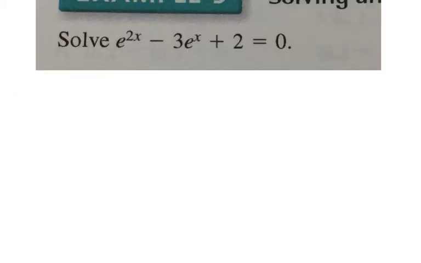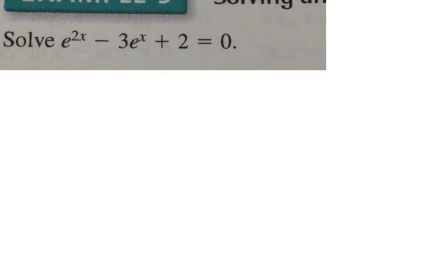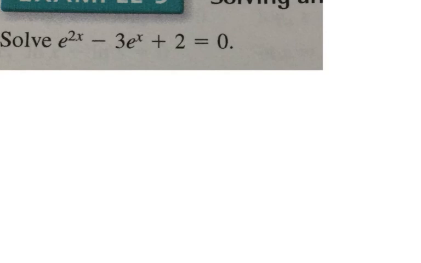Okay, so I've got e raised to the 2x minus 3 times e to the x plus 2. So what makes this problem different than the last ones we've been doing? More than one e and more than one x, right? This time I have two variables, and they're both in the exponent.